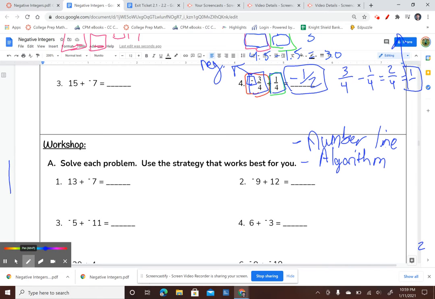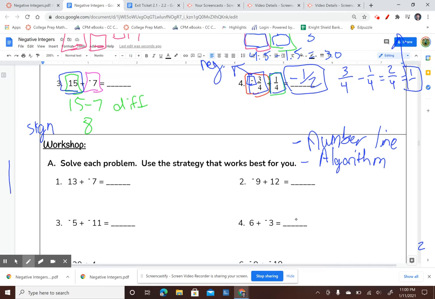which one more time is when we have a negative number and a positive number. We first find the difference between them. So 15 minus 7 to get 8. And then we determine our sign by looking at the larger number in terms of absolute value, if that's positive or negative. In this case, 15 is positive, so our answer is also going to be positive. All right, so that's the second algorithm that we can use.